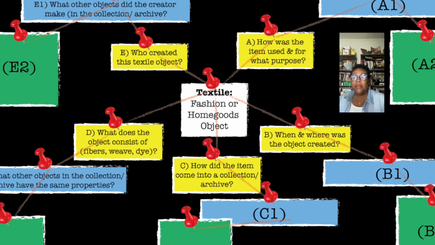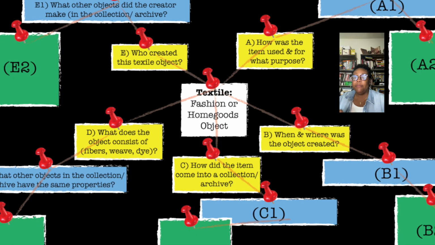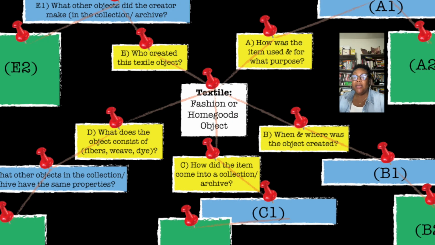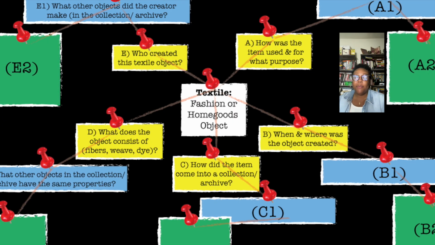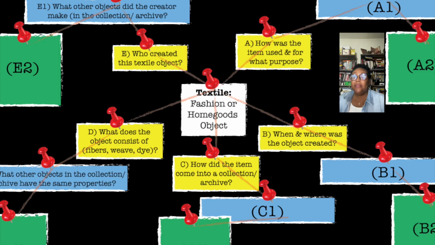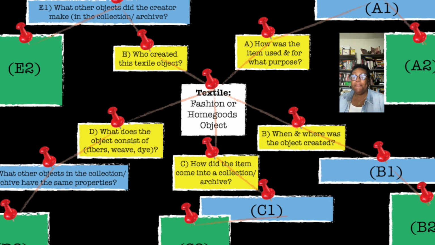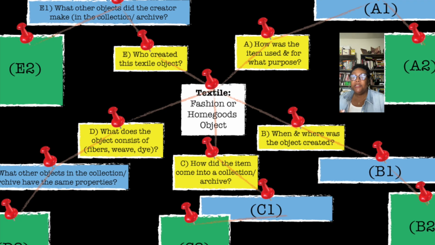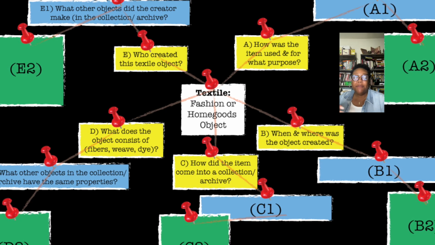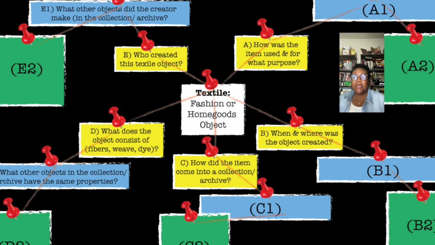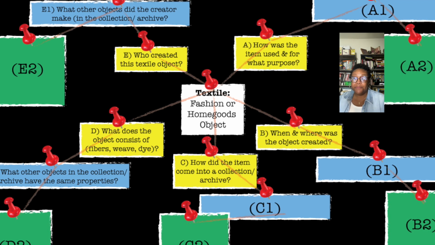Now, while I've provided the additional question in the blue rectangles for D and E, I want you to take a moment, maybe pause the screencast, and look at the guiding questions in the yellow squares for A, B, and C. Can you think of any questions that you might continue to ask that would lead you to other objects in the archive as primary sources?